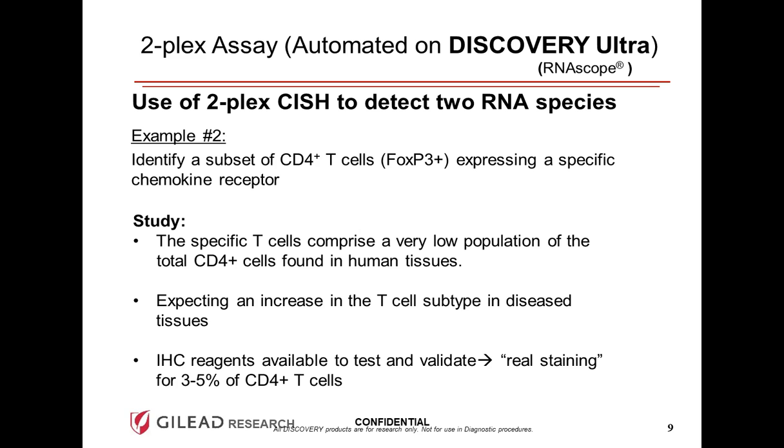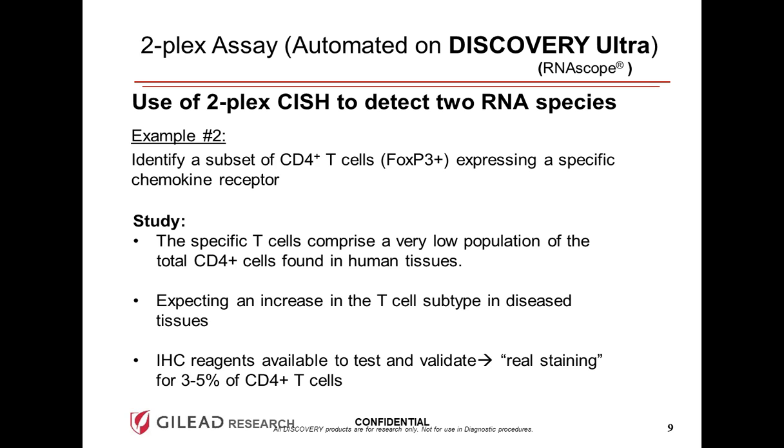So my next example is an example of using 2-plex in situ hybridization to detect 2 RNA species when we were looking for a subset of CD4 positive T cells, FOXP3 positive cells that are expressing a specific chemokine receptor. So a little background on the study. The specific T cells comprise a really low percentage of the population. I think we're looking at about 3 to 5% of the total CD4 positive cells found in human tissues.